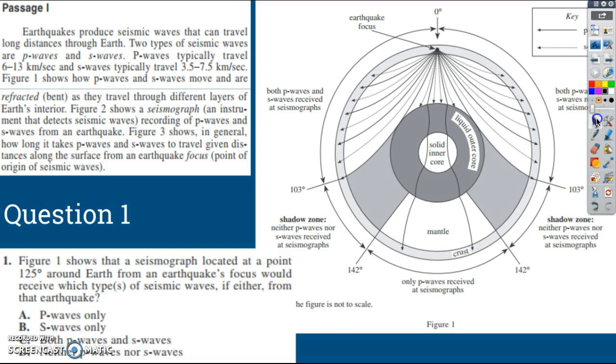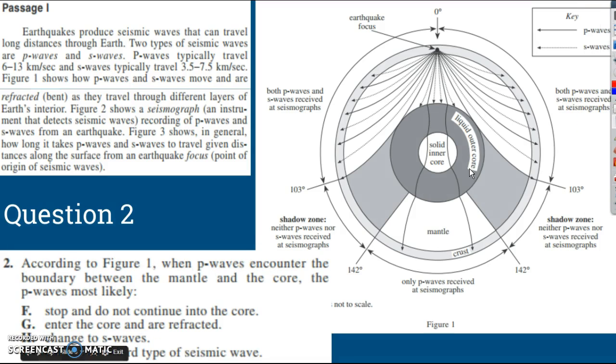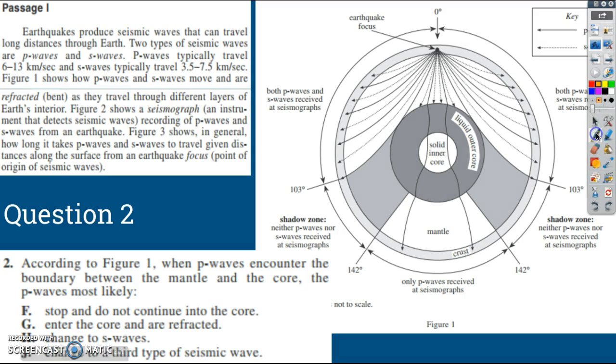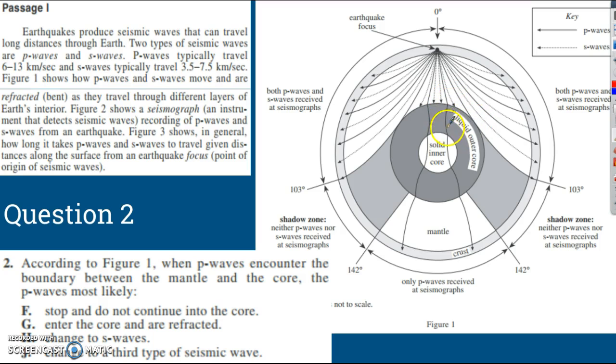Alright, question number 2 says, according to figure 1, when P waves encounter the boundary between the mantle and the core, the P waves most likely do what? When they hit this boundary, remember P waves are the dark ones, and it looks like they do some bending and go all the way through. They most likely stop and do not continue into the core? Well, that's P waves in the core, so we know that one's not right. Enter the core and are refracted. They do enter the core. I wonder if refraction, that's probably our answer, but let's double check.